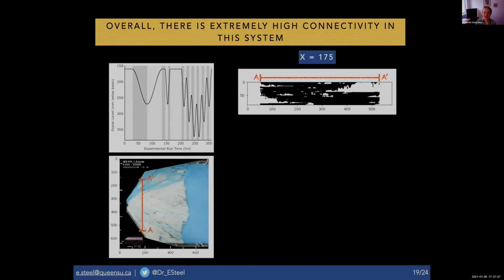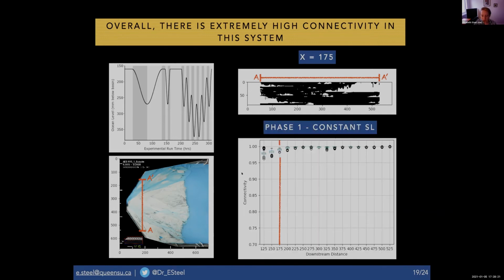One thing to note is that overall there's extremely high connectivity in the system, and I'll come back to that in a little bit. Basically what we're looking at here is a cross section of stratigraphy that was generated in this location from A to A prime during the first phase of sea level, so this first constant sea level phase. Now we're just looking at specific sections here.